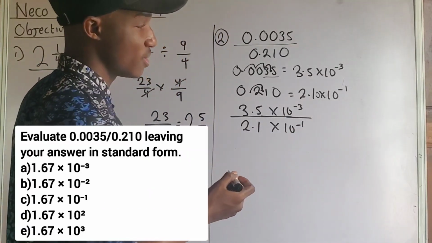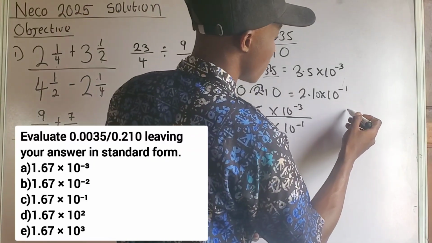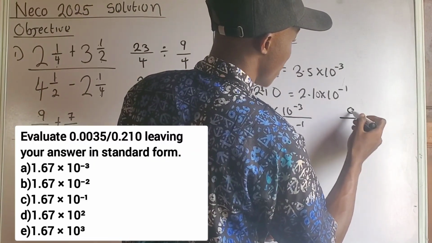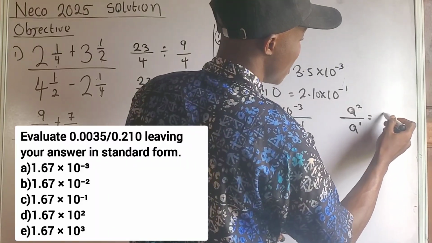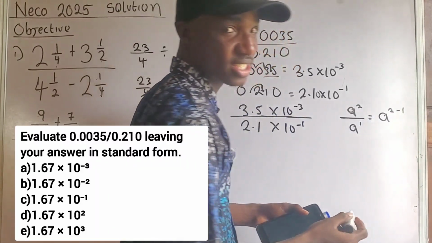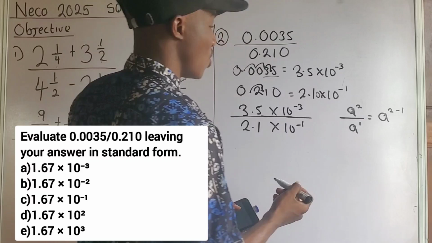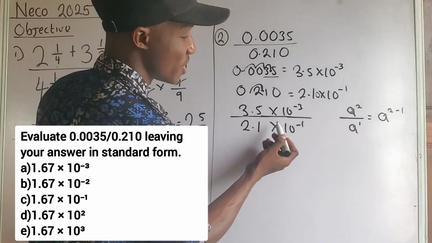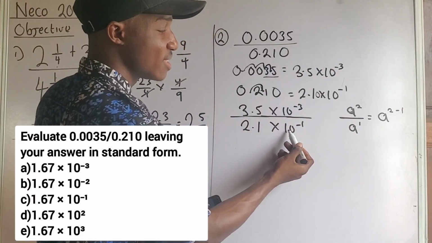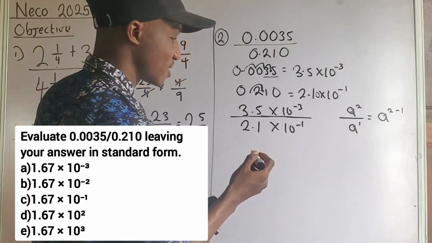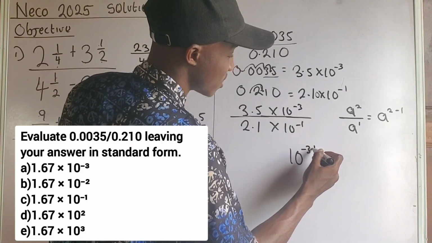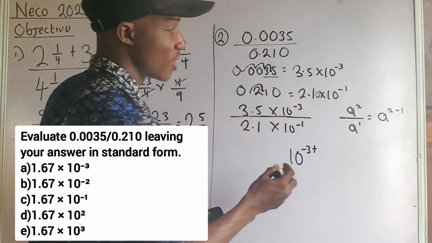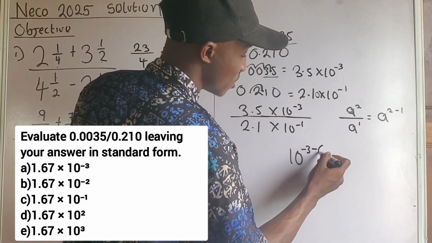Now, according to the law of indices, if you have a raised to the power of 2 all over a raised to the power of 1, this can be written as a raised to the power of 2 minus 1. Do you understand? The same thing we are going to use here, because we have 10 raised to the power of negative 3 and 10 raised to the power of negative 1. I can rewrite this as 10 raised to the power of negative 3 minus 1.